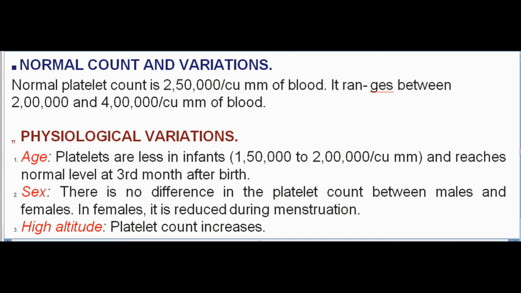Normal count and variations. Normal platelet count is 2,50,000 per cubic millimeter of blood. It ranges between 2,00,000 and 4,00,000 per cubic millimeter of blood. Physiological variations. Age: platelets are less in infants, 1,50,000 to 2,00,000 per cubic millimeter, and reach normal level at the third month after birth. Sex: there is no difference in the platelet count between males and females. In females, it is reduced during menstruation. High altitude: platelet count increases.